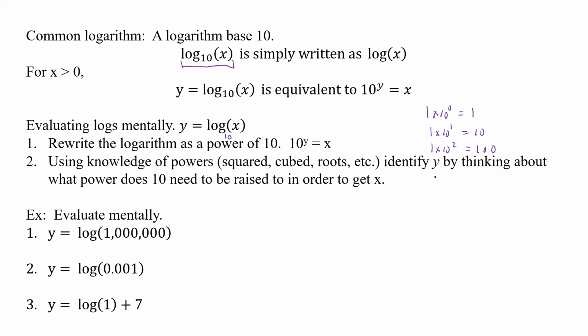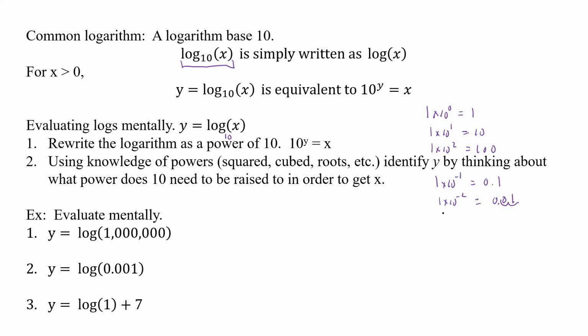Now, what if we go the other way? If we have 1 times 10 to the negative 1, that's going to be 0.1, because we started here and moved over a tenth, basically 1/10 over. So that's 0.1. If we have 1 times 10 to the negative 2, we start with 1 and move 1, 2 places, so we get 0.01.